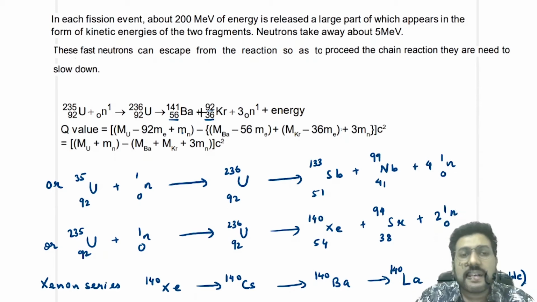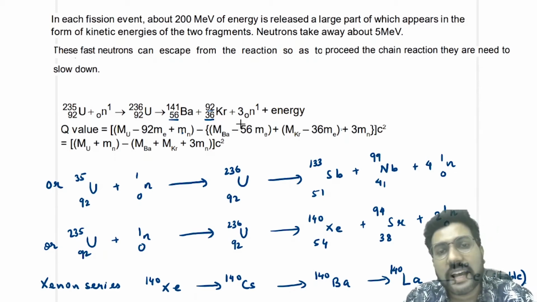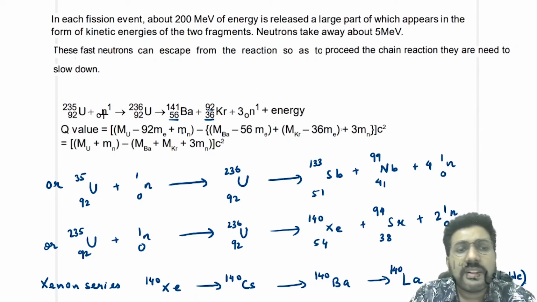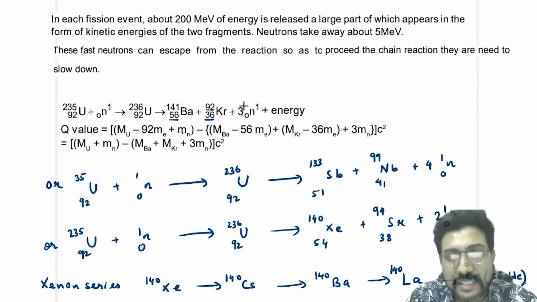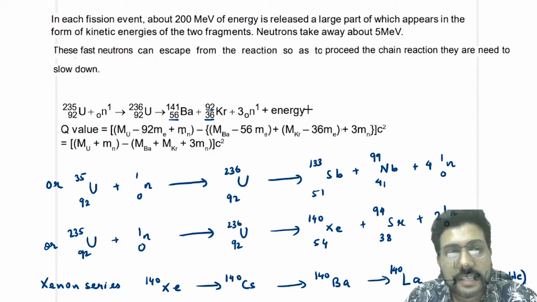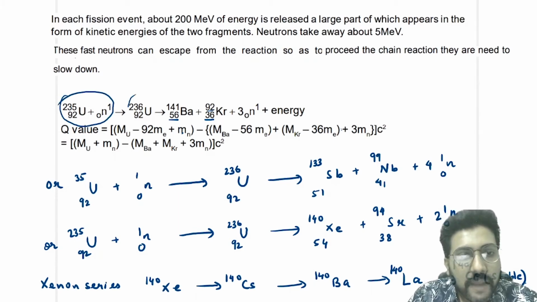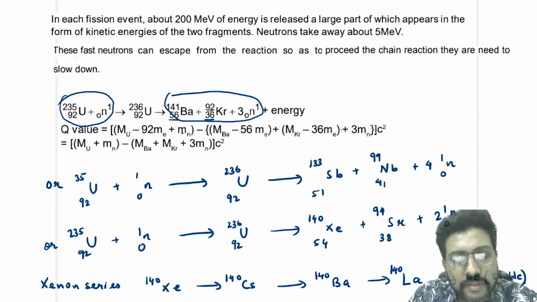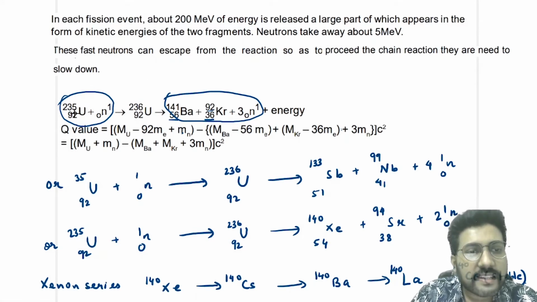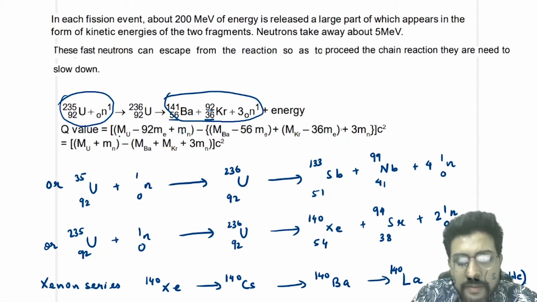Okay. Whenever barium and krypton are produced, 3 neutrons are released. So 1 neutron was required for the bombardment, but after the reaction, 3 new neutrons have been released. And obviously the energy is also released. Now the Q value of this reaction is the mass of reactant minus the mass of product into c square. So the mass of reactant will be the mass of uranium. We have written the mass of uranium atom, but you need the mass of uranium nucleus. That is why we have written minus 92 me here.